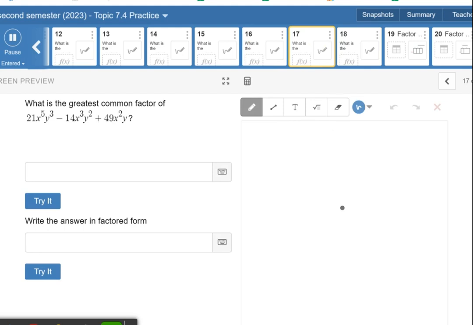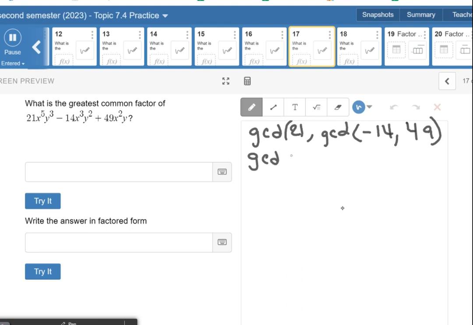Now slide 17, it's kind of like 3 parts that you have to take care of. You need to do the GCD of 21, then you need to do the GCD of x, and then you need to do the GCD of y. So for just the numbers, if you put this in slide 1, it's going to be a positive 7. So we got that taken care of.